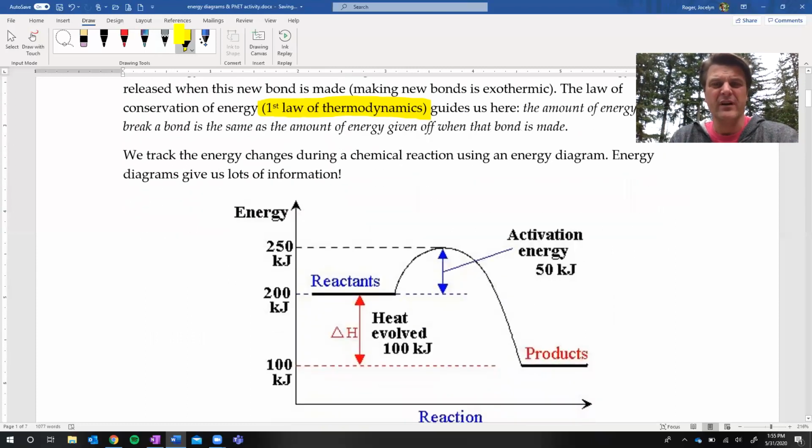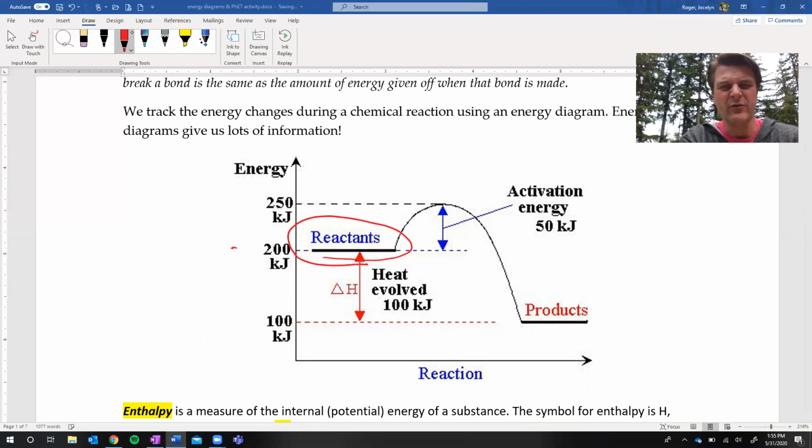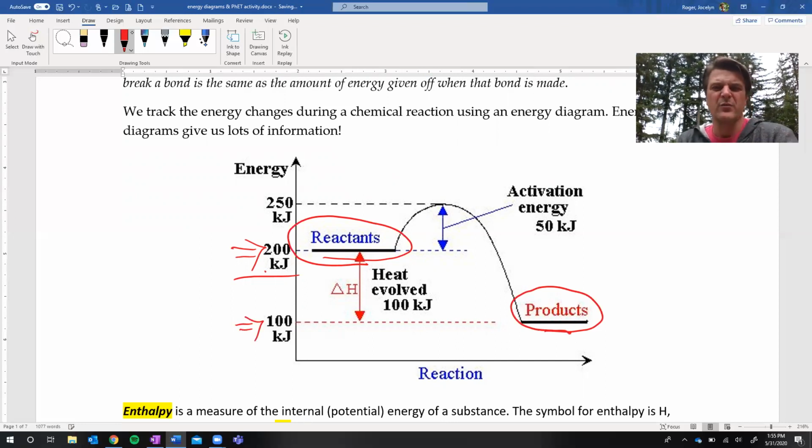So here is one of those energy diagrams that I was just talking about. First you have the energy of the reactants, right? This is the internal energy of the reactants, how much the reactants have within the bonds and whatnot. So it's 200 kilojoules of energy. According to this diagram, the energy of the products is 100. So the products have less internal energy than the reactants.